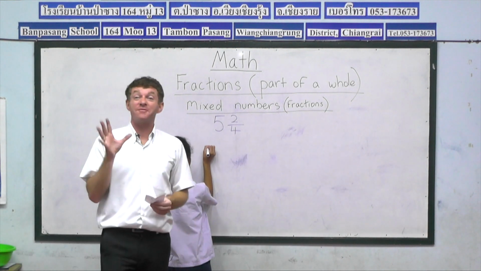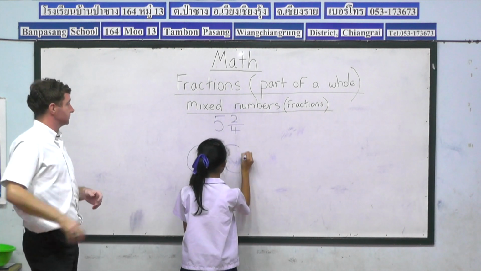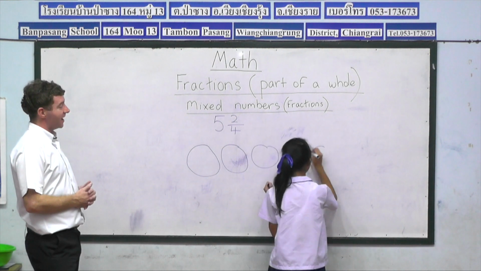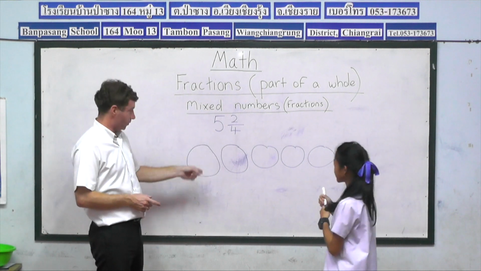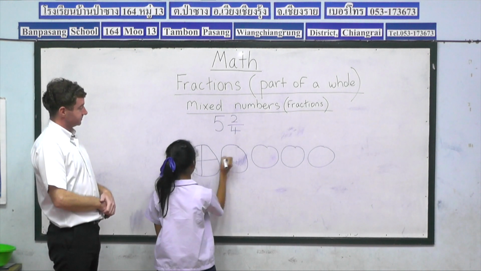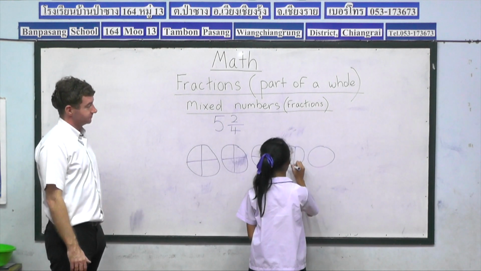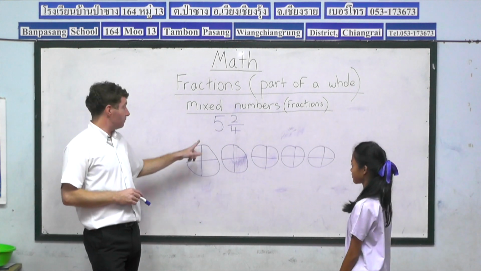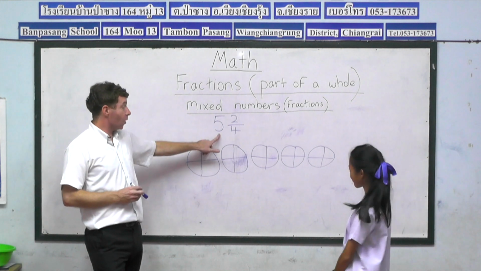So first of all, we need 5 whole circles. 1, 2, 3, 4, 5. Excellent. And how many parts does each circle need to be cut into? 4. So we need to cut every circle into 4 parts. Excellent. And because they're wholes, how many parts of each circle need to be colored in blue? All of them. These are the wholes, so every one.